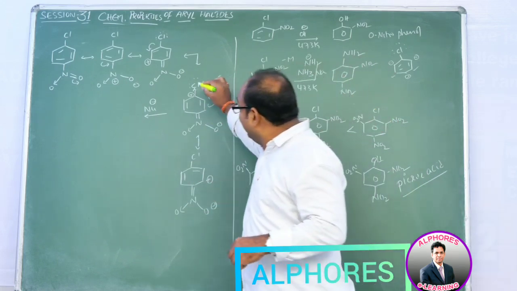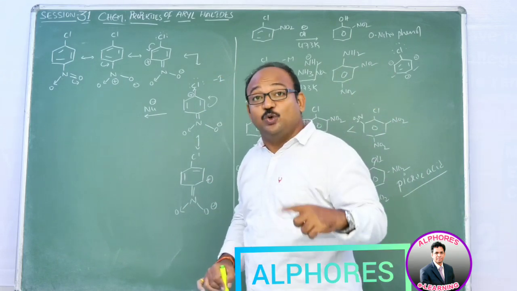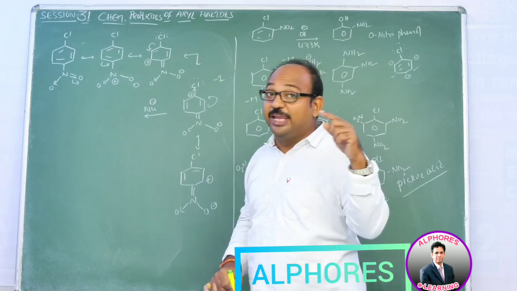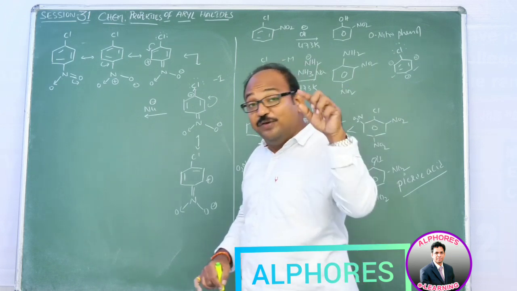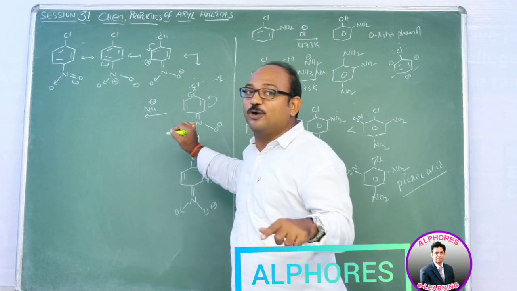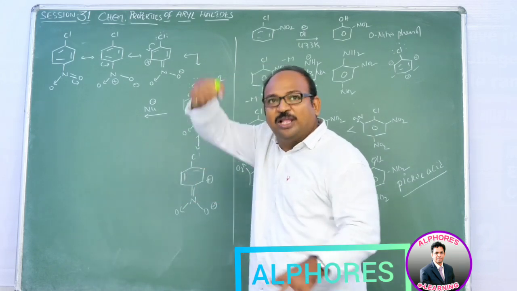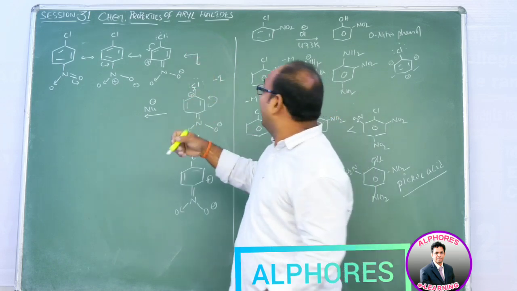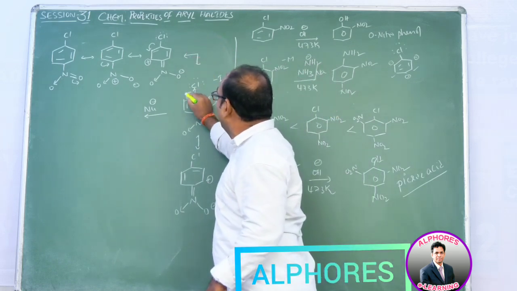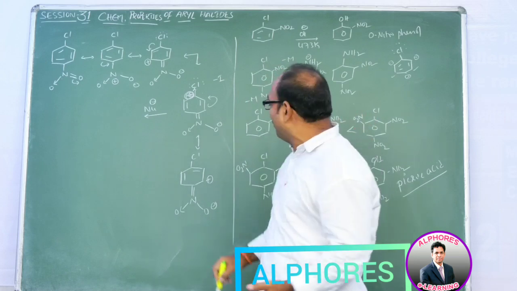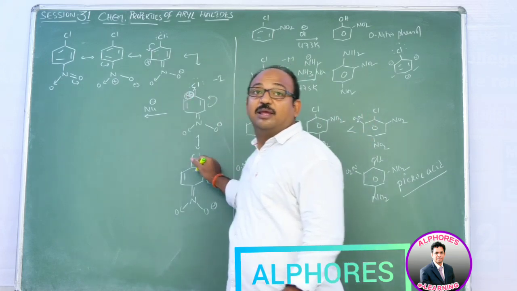And in this case, in addition to the positive charge which appeared because of the NO2 group, chlorine's minus I effect also pulls the sigma bond electrons towards itself. As a result, the positive charge density here is more and more compared to the positive charge which appears here and here. You got it?